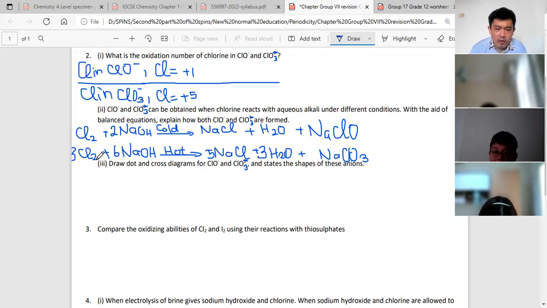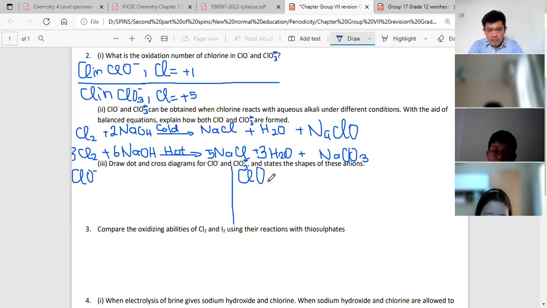Draw dot and cross diagrams for chlorate(I) and chlorate(V) and state the shape of these anions. So this one is for ClO negative, and this one ClO3 negative. If we draw ClO, there is Cl, with 1, 2, 3, 4, 5, 7 electrons.